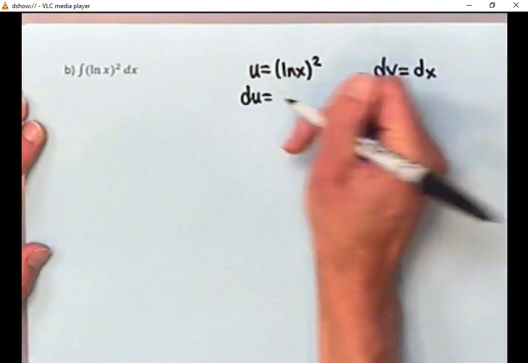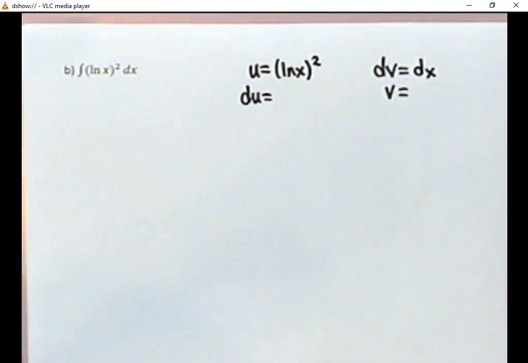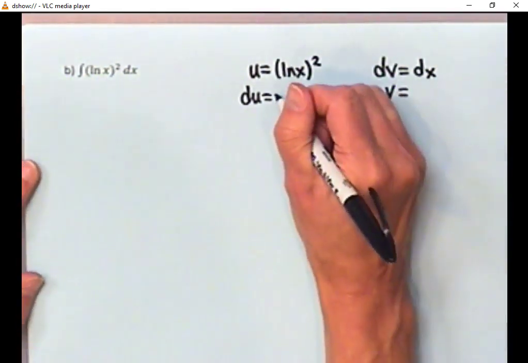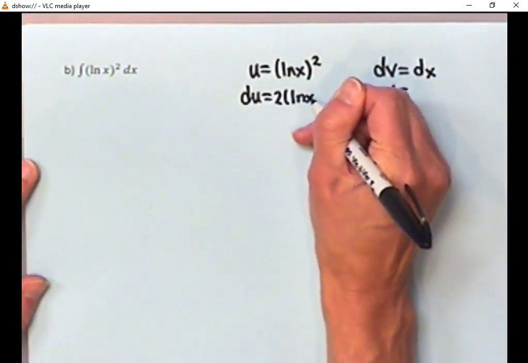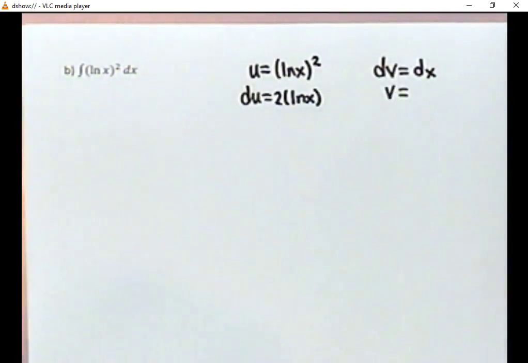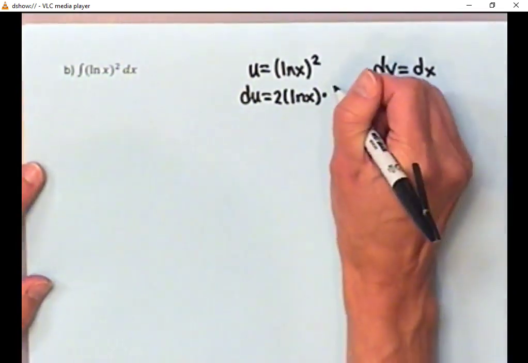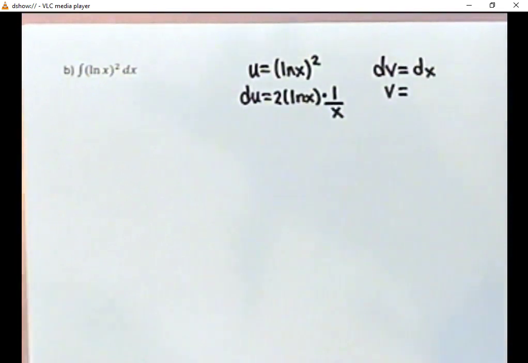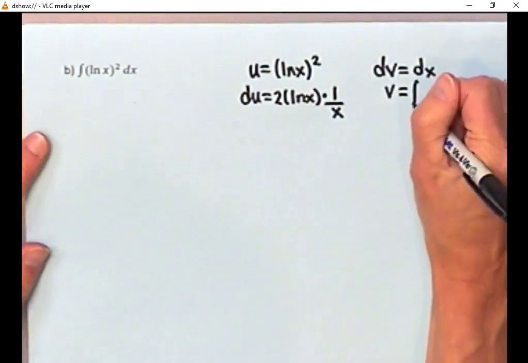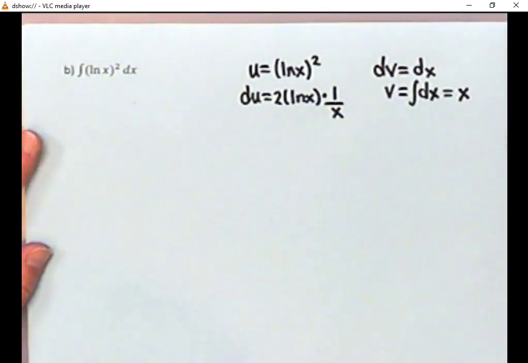Okay, so now let's see if we can determine what du and v are. Do you remember how to differentiate natural log of x when it's squared? What rule do we have to use? Chain rule, right? So chain rule is differentiate the outside, so power rule. Drop down the 2, make it to the first power. And then you times by the derivative of the inside, which would be what here? 1 over x. Good. Chain rule. So derivative of the outside, drop down the power, subtract 1, then times by the derivative of the inside. What's the integral of dx? x. Good. The integral of 1 is just x.